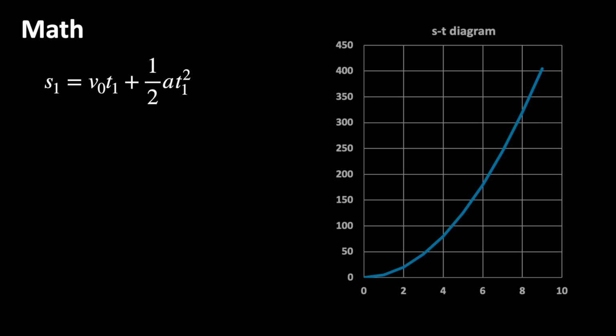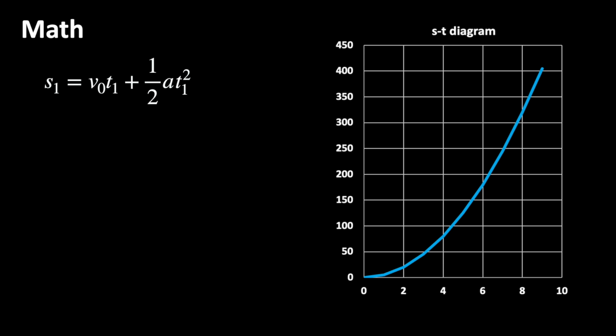Many of you know the physical law from school. It calculates the traveled distance s1 of a uniformly accelerated body, depending on the initial speed v0, the acceleration a and the time t1. Sir Isaac Newton found this equation in the 17th century. The plot shows the distance over time.